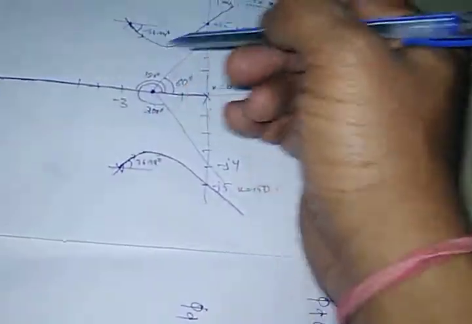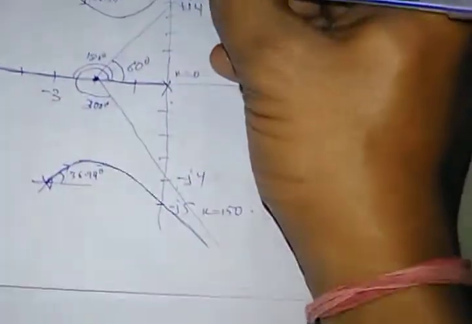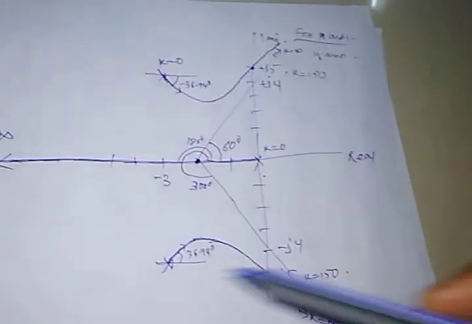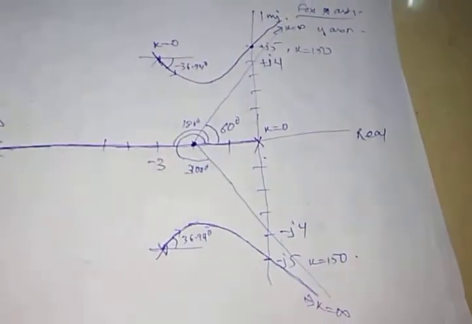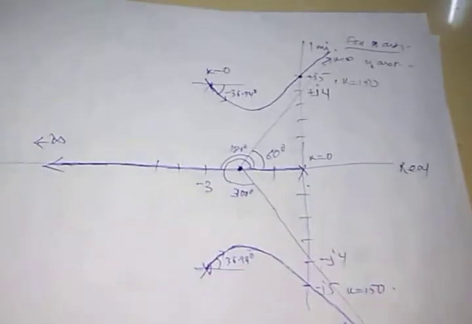These are all the drawings. This is one branch, this is the second branch, and this is the third branch. Only we have to mark the corresponding values of k. Here k equals 0, here k equals 150, as I have already mentioned, and here k becomes infinity. Here also it will be k equals infinity. So this is all about drawing the root locus for the corresponding problem. Okay, thank you.